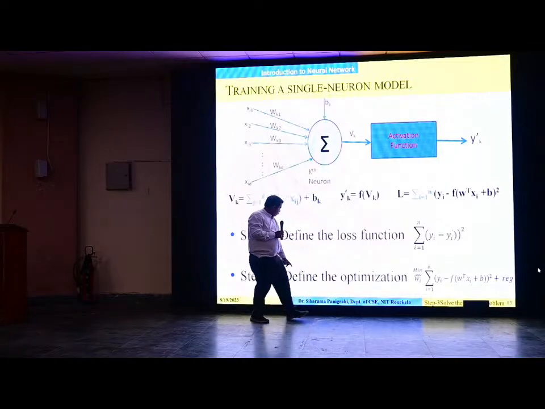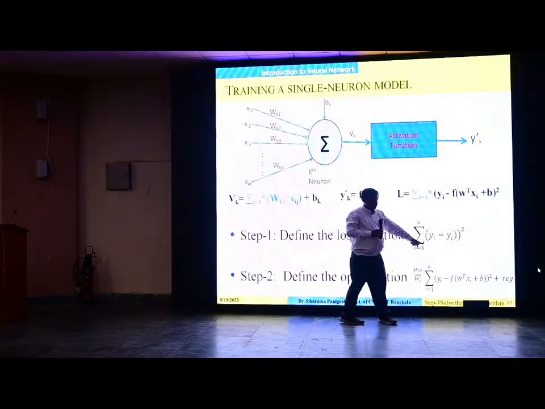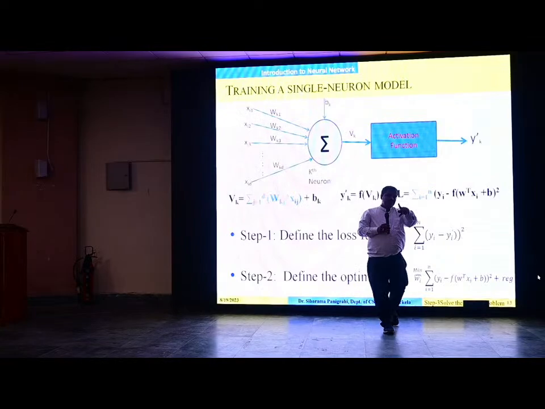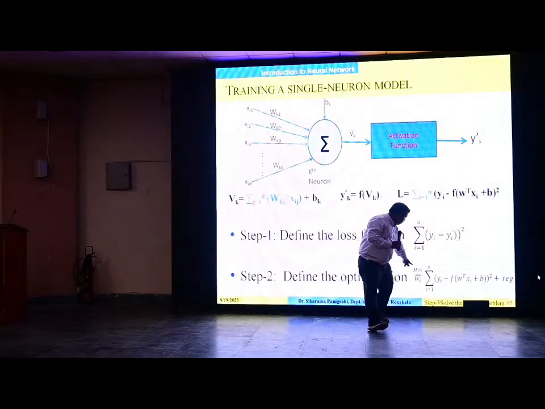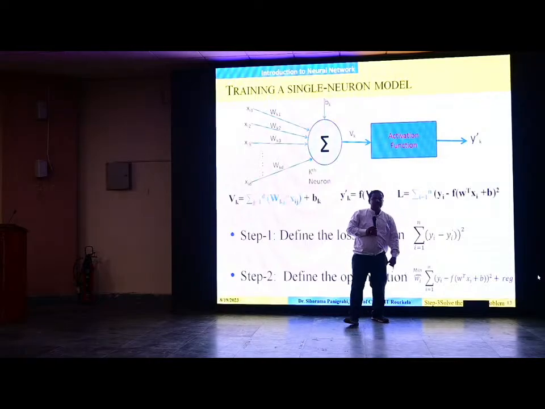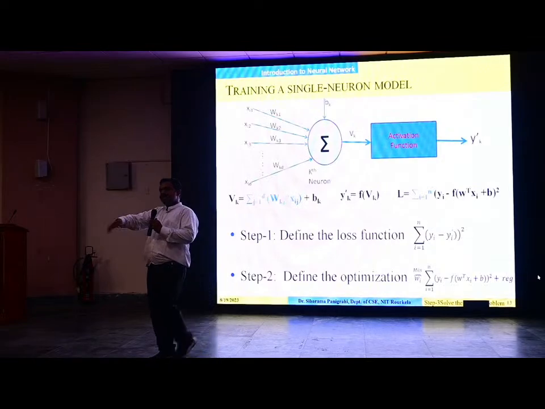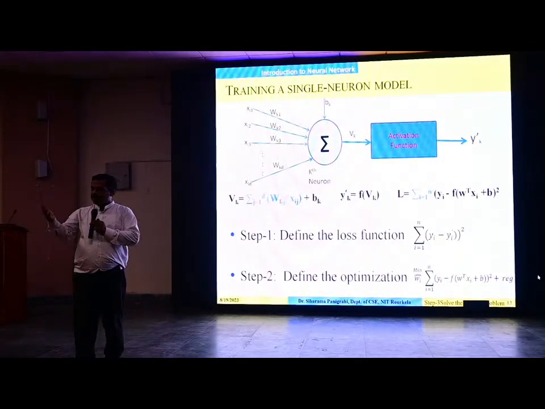So let me go to the optimization problem. We have to minimize the loss. Loss means y minus y dash. Y minus y dash means y minus f of W transpose X plus B, with respect to the weights and biases. So minimize the loss with respect to the weights. If I consider the bias also as an additional weight, I can write it as minimize the loss with respect to the weight.